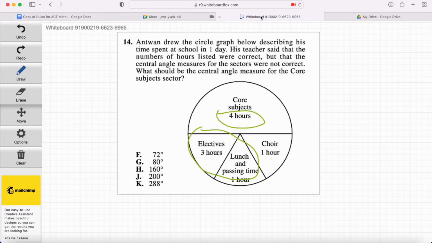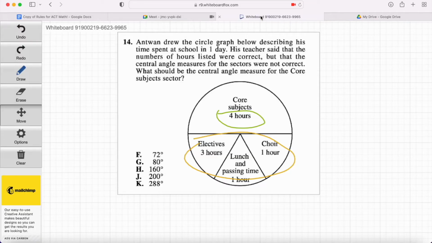Yeah, it's definitely a little wonky. And the core subjects is probably a little too big. Especially because then we've got this other choir, which is another hour right here. So this bottom half of this graph is going to be 5 hours altogether. Can't be right, because that's just got to be bigger than the 4 hours. Does that make some sense?